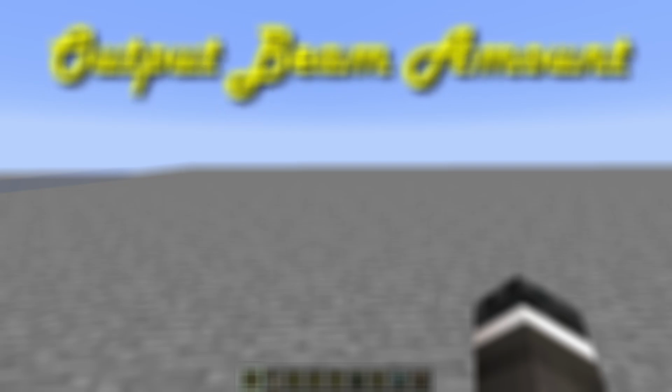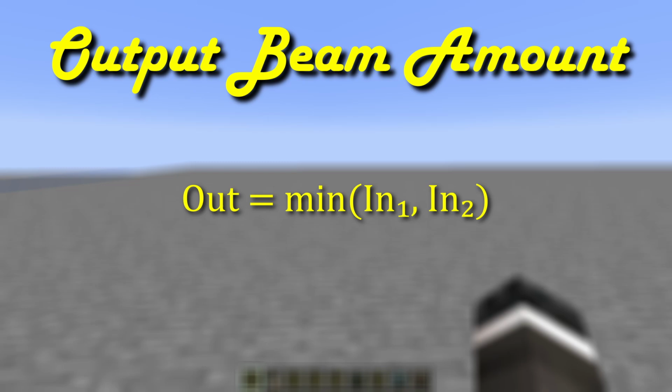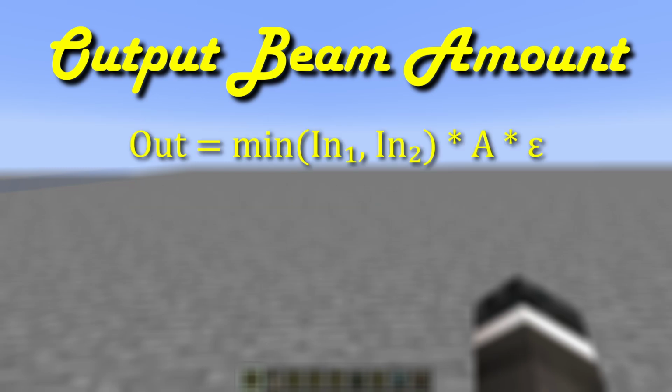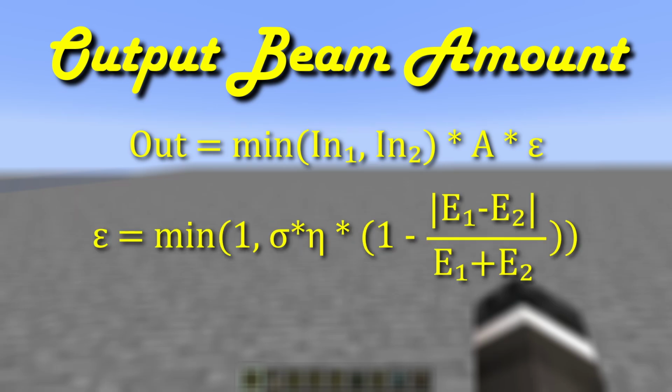And now let's see what happens with the stats of the output beams. In every collision recipe, you can expect to get between 1 to 4 different beams. The amount of the output beams is equal to the minimum of the input beams' PU per tick times the amount written on the recipe times the overall output efficiency. The output efficiency is equal to the minimum between 1 and the product of the cross-section times the chamber efficiency times 1 minus the absolute difference of the input beams' energies divided by their sum. This means that to get the maximum PU per tick on the output, we need to have input beams with the same PU per tick and the same energy.